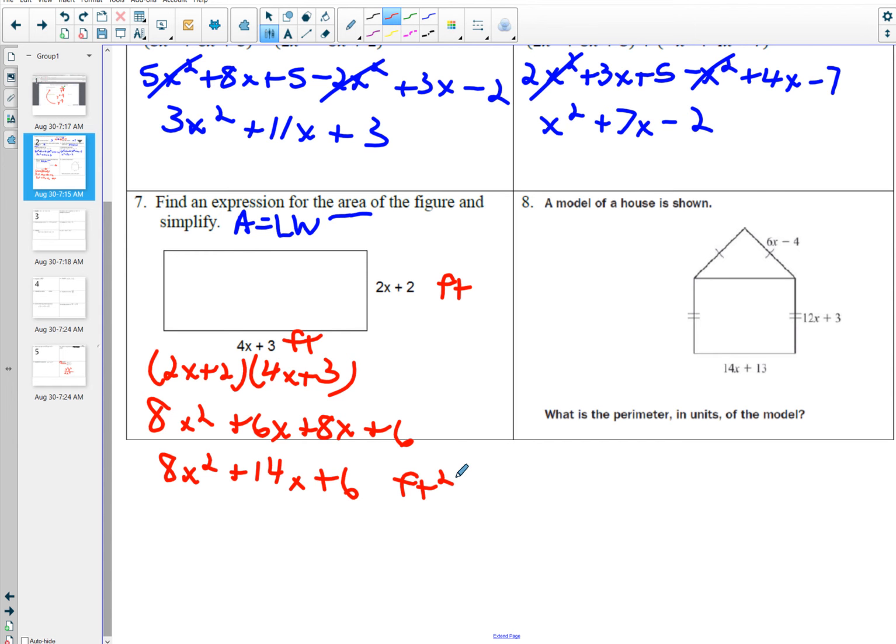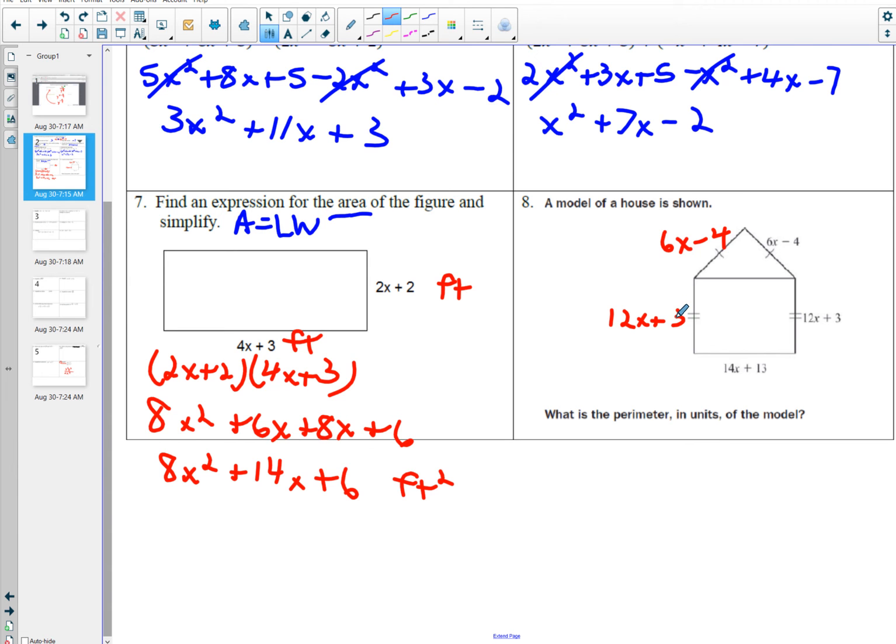So these little slashes just mean congruent. Like over here we have a 6x minus 4, and then they put the 1 slash across from it. That means that this also is 6x minus 4. On the right we have a 12x plus 3 that has 2 slashes on it. That means that this is also 12x plus 3.